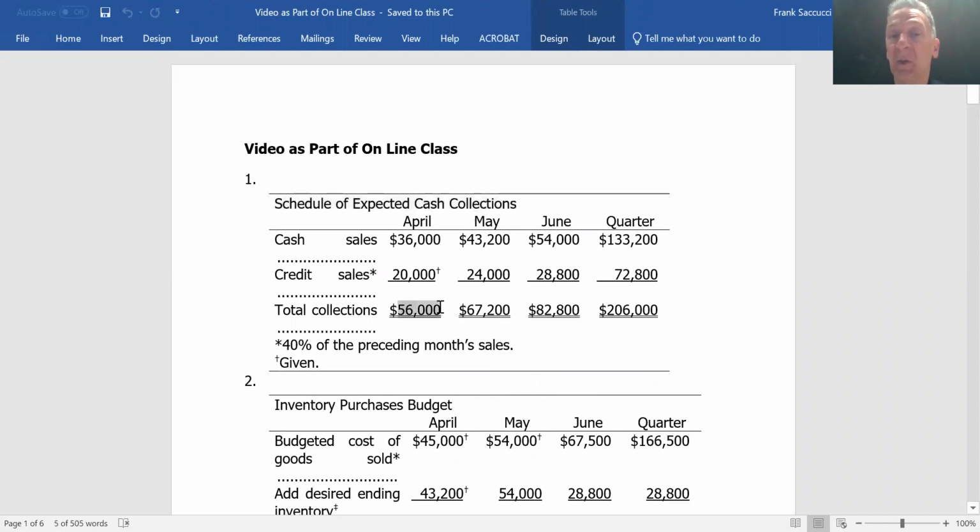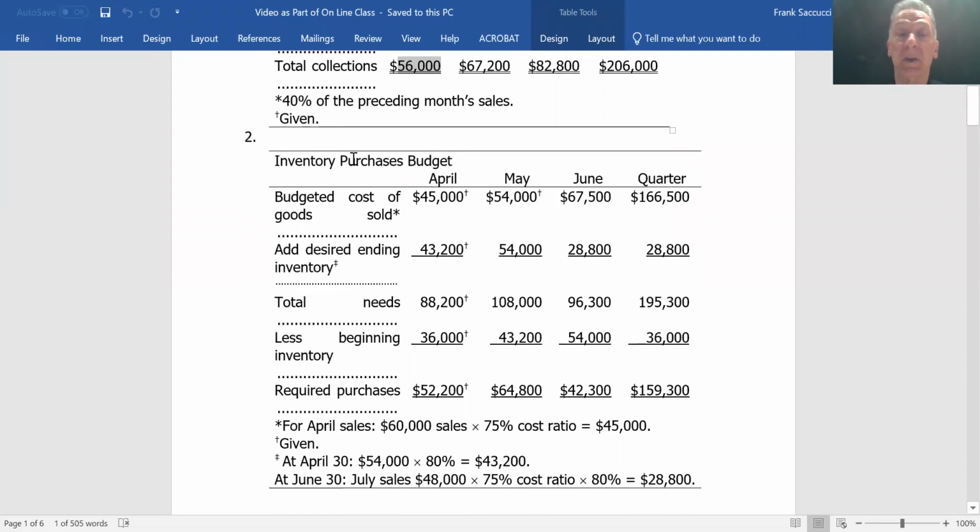How much cash do I believe I will collect in any one month because of my sales activity? Bear in mind, April, we're forecasted for $60,000 in sales, but we only anticipate achieving $56,000 in cash receipts.